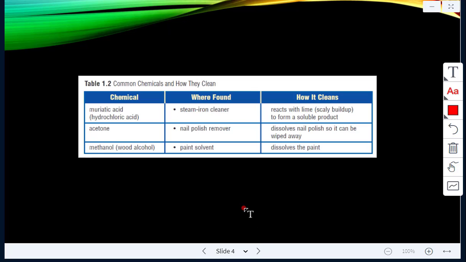Here are some common chemicals and how they clean. Hydrochloric acid is used for steam irons, and basically it reacts with the lime, the scaly buildup, and forms a soluble product. Acetone is the substance found in nail polish remover. It dissolves away nail polish, and then it can be wiped away easily. And methanol, or wood alcohol, is a paint solvent, and it will dissolve paint.